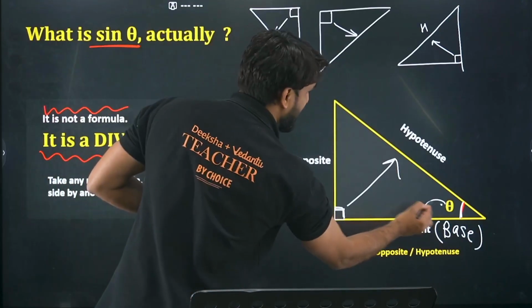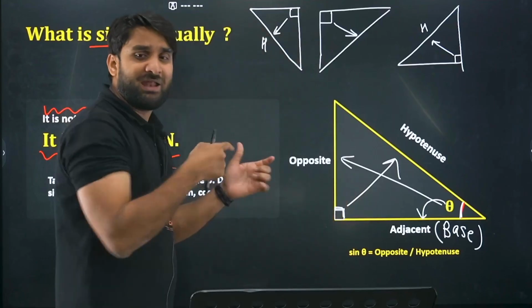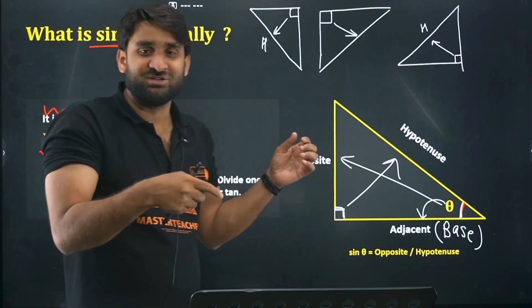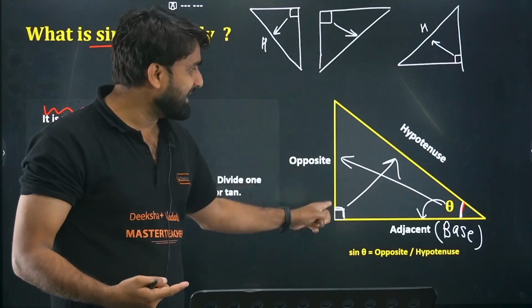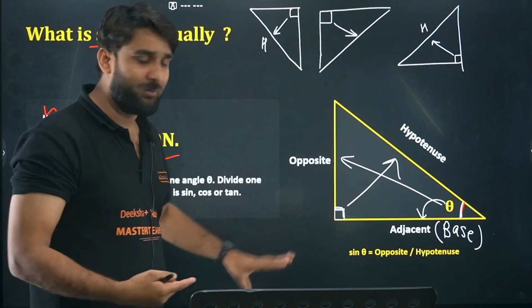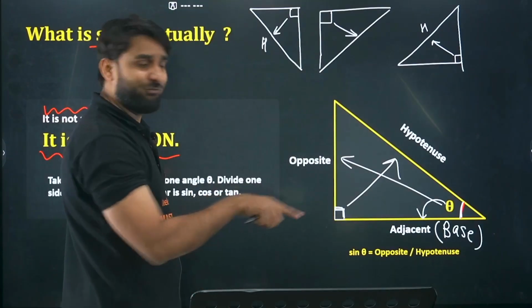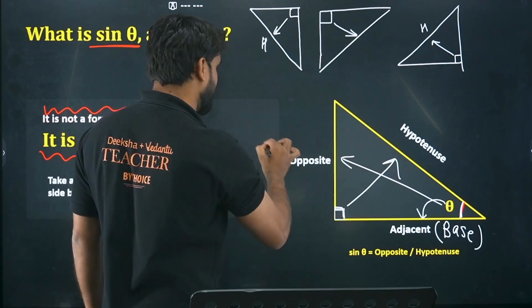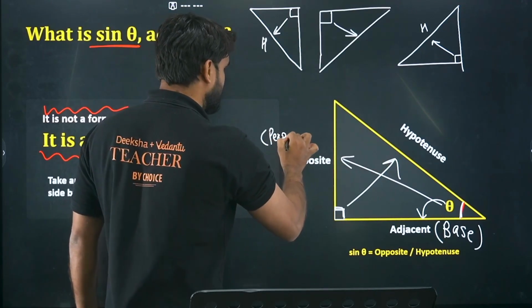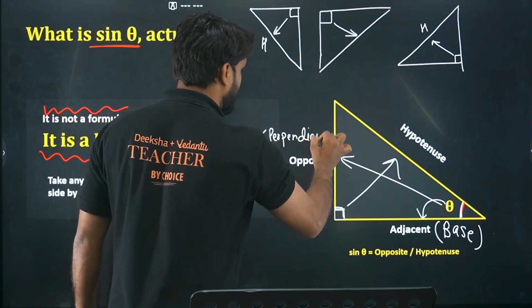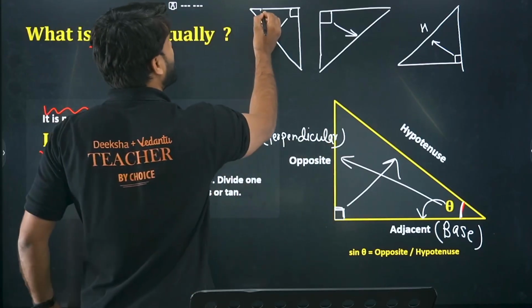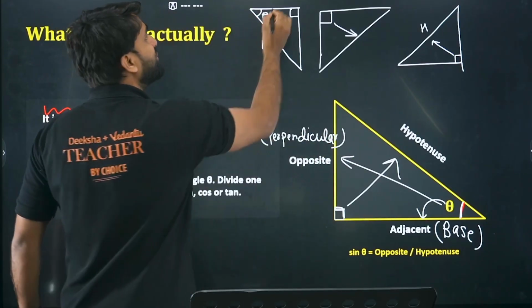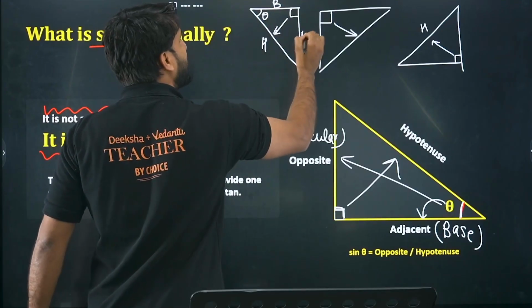And if we mark an arrow leaving theta and going in some direction, the side in the direction of the arrow will be the opposite side for that theta, and this is called perpendicular. I hope you all are getting my point. For example, if I mark theta here in this triangle, this will become base and this will become perpendicular.